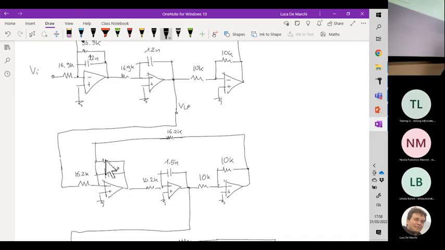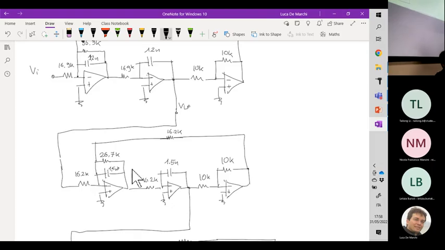And this resistor here is Q times R, and in this specific case, this is equal to 26.7 kilo ohm. Okay, that was the second stage.